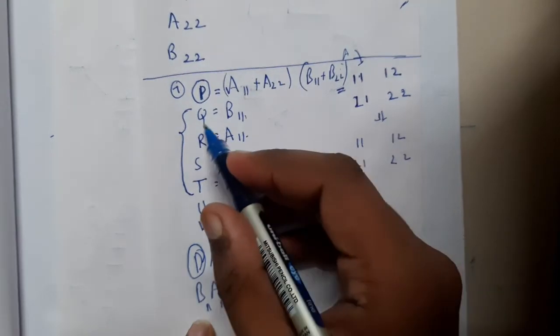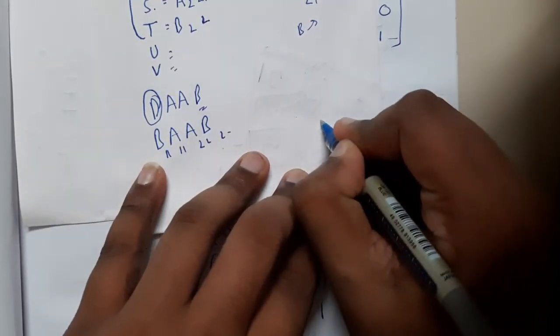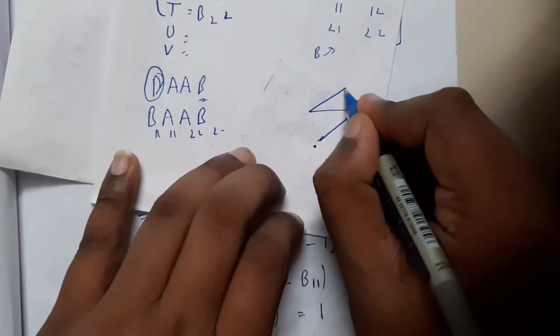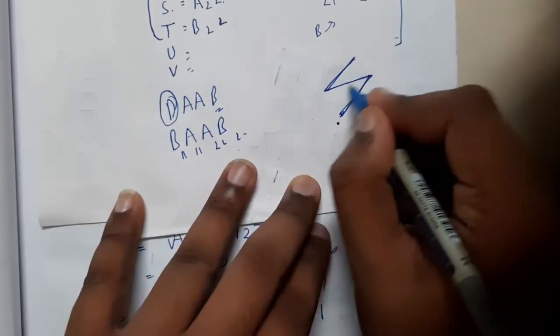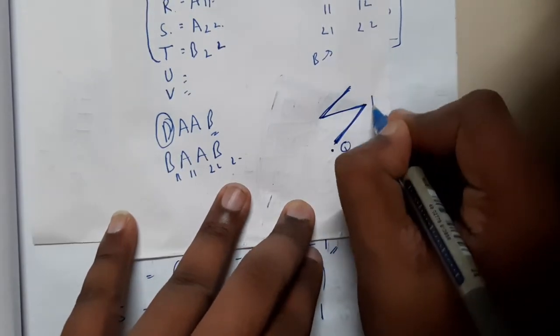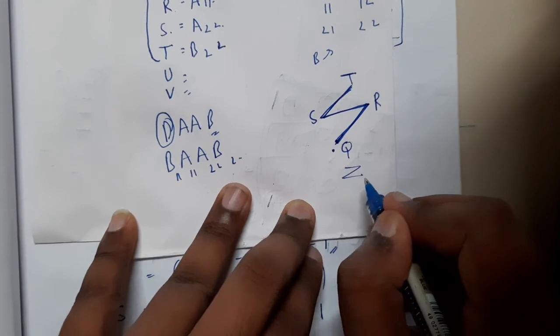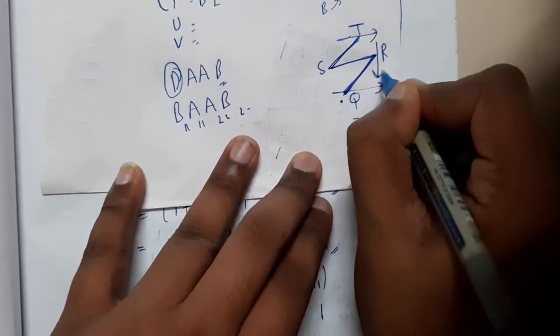You are writing from Q, R, S, T. I hope everyone knows the Z representation, like how Z will be written. This is Z, and this is the reverse Z. Here write Q, here write R, here write S, and here write T. The direction of these two will be in this way and these two will be in the opposite way.